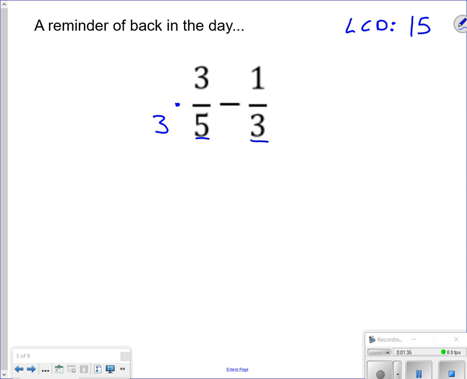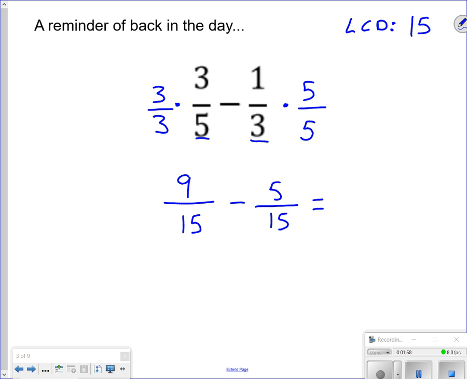So I multiply it by 3 over 3, because that's 1, and that doesn't change the value. On the right fraction, I need to multiply by 5 over 5 to get 15 as the denominator. Now when I multiply the numerators together, I get 9 over 15, and then I get 5 over, again, 15. With the same denominator, I can just add or subtract the fractions. 9 minus 5 is 4 15ths. Final answer. You should check if you can simplify, but if not, you're good to go.